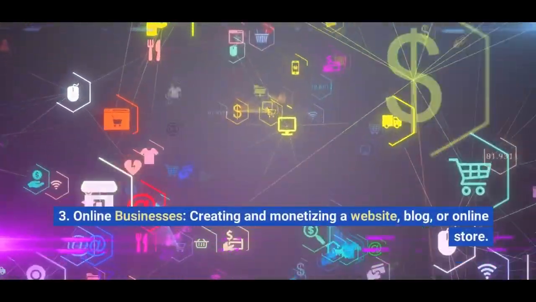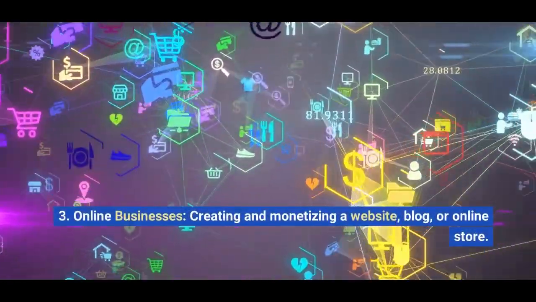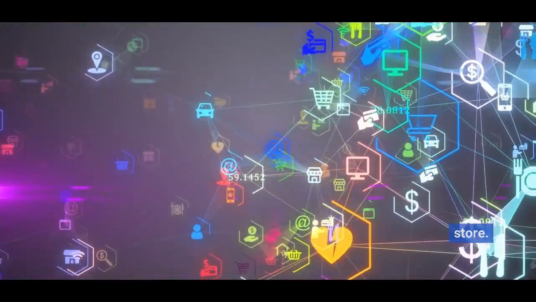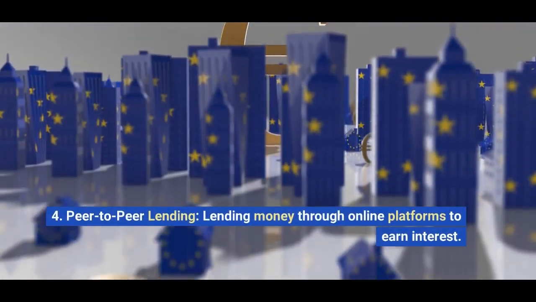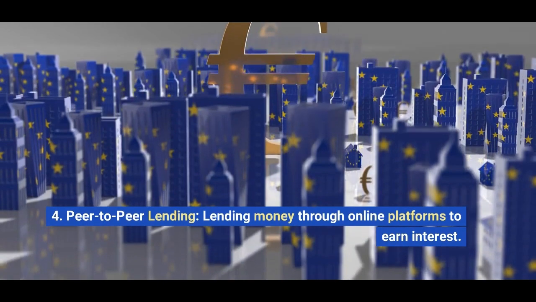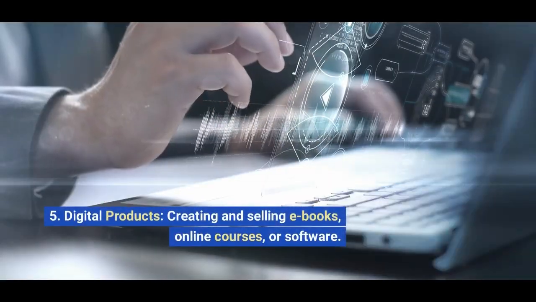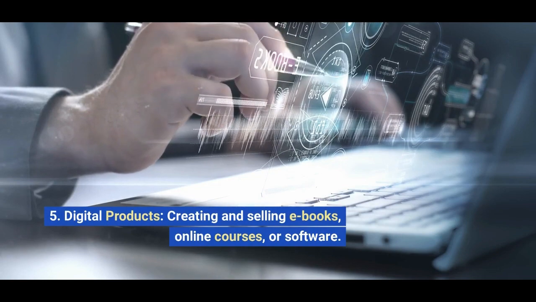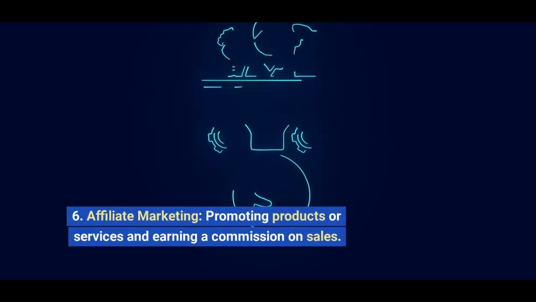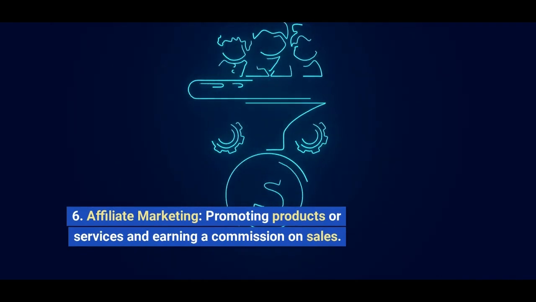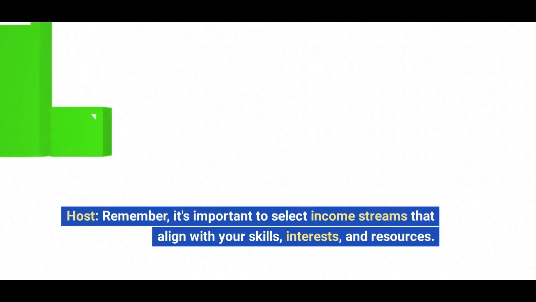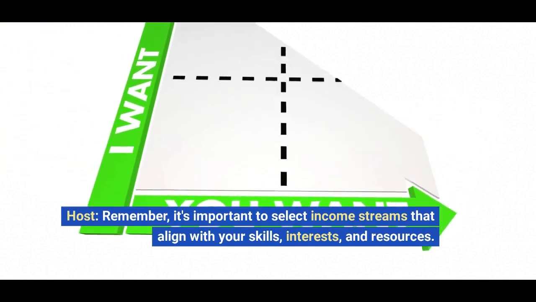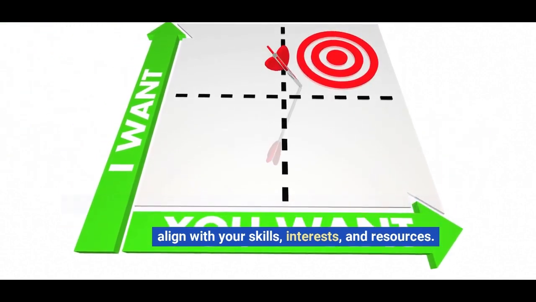3. Online businesses, creating and monetizing a website, blog, or online store. 4. Peer-to-peer lending, lending money through online platforms to earn interest. 5. Digital products, creating and selling e-books, online courses, or software. 6. Affiliate marketing, promoting products or services and earning a commission on sales. Remember, it's important to select income streams that align with your skills, interests, and resources.